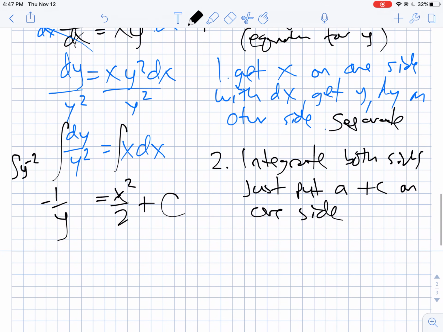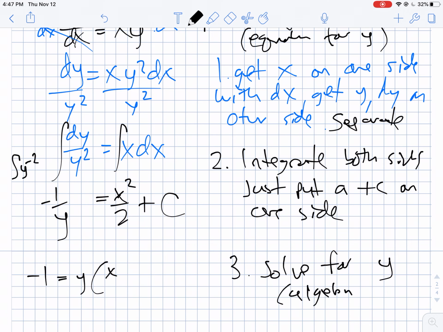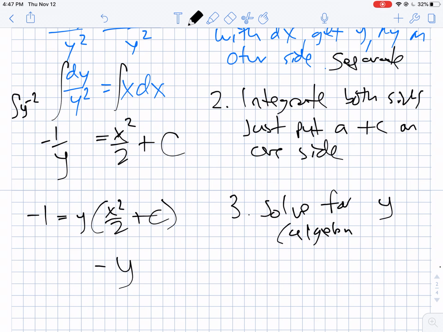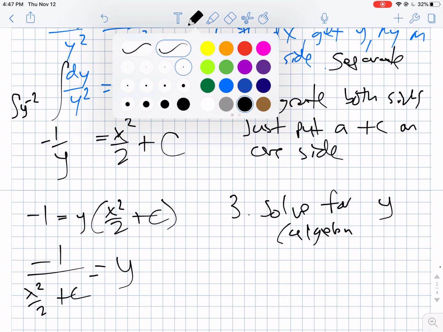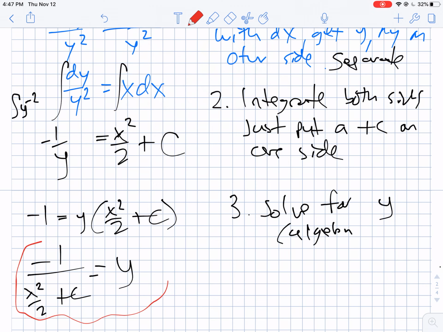So now that we've separated and integrated, my third step here is to solve for y. And this is just algebra. So I'm going to multiply the y to the other side. So negative 1 equals y times x squared over 2 plus c. And that means that my y is negative 1 over x squared over 2 plus c. Okay, this is our solution, and then we're done with the problem.